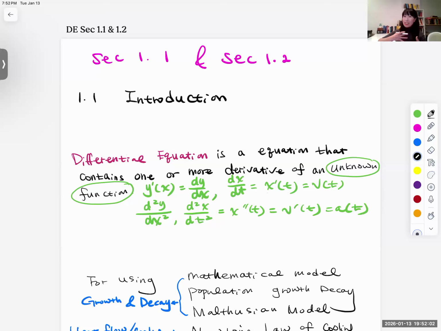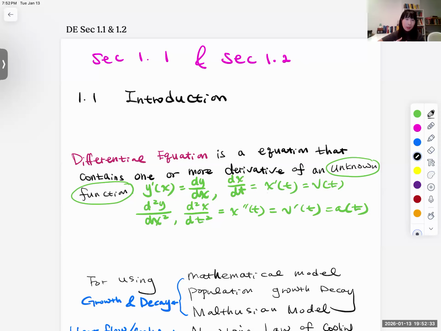So how do we describe the derivative of an unknown function? We did that in calculus 1, right? So y prime over x, which is the same as dy over dx, and dx over dt, which we can read as the derivative of x with respect to t, right? dx over dt, so x prime over t, which is velocity, right?